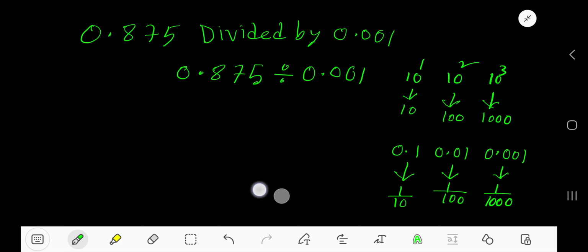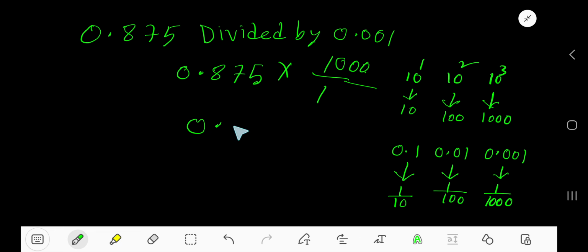Actually, look here, instead of this you can write 1 over 1000. So now division means multiplication by the opposite. Just change the numerator and denominator. So you can rewrite this like this.